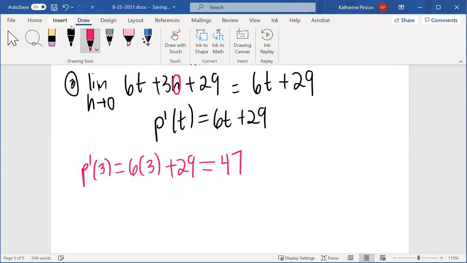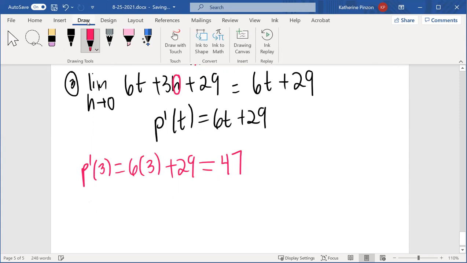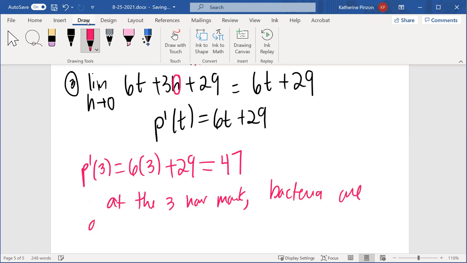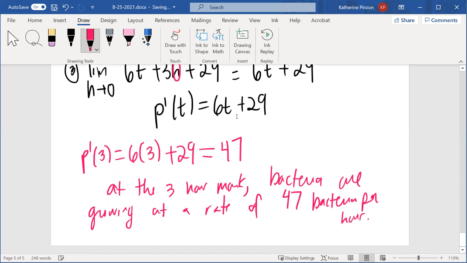At the 3 hour mark, bacteria are growing at a rate of 47 bacteria per hour. It's going to be some moldy bread. That's all I'm saying.